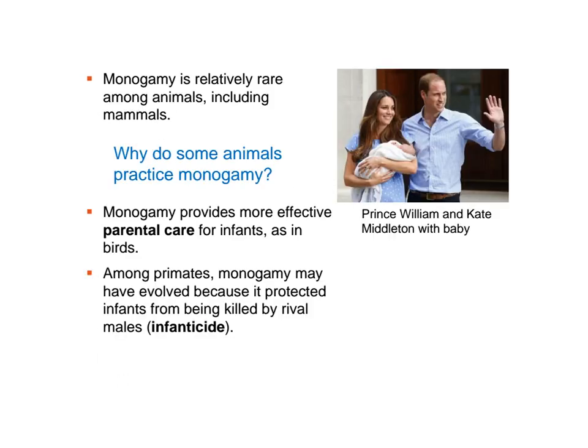We're going to end this lecture just touching very briefly on patterns of mating. Monogamy is relatively rare among animals, including mammals. The more common mating pattern is polygamy. So why do certain animals practice monogamy? Well, there are a couple of theories for this. One is that monogamy may provide more effective parental care for infants, such as in birds.